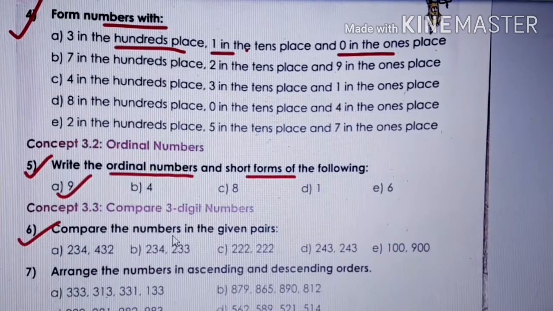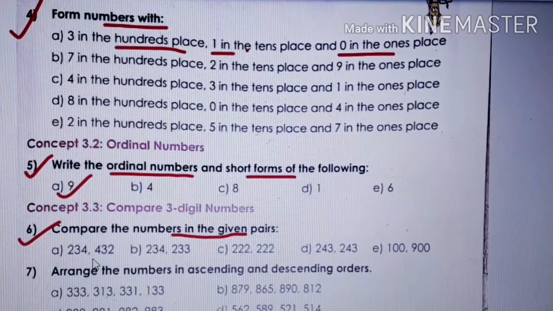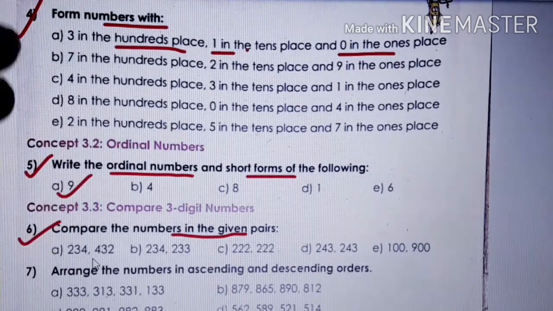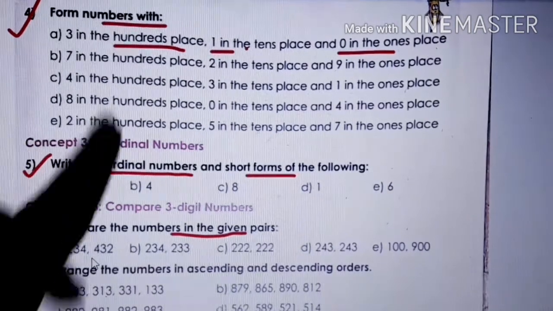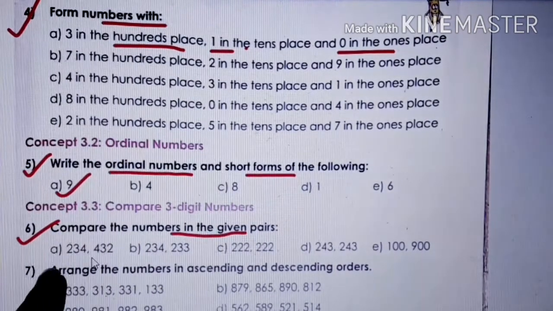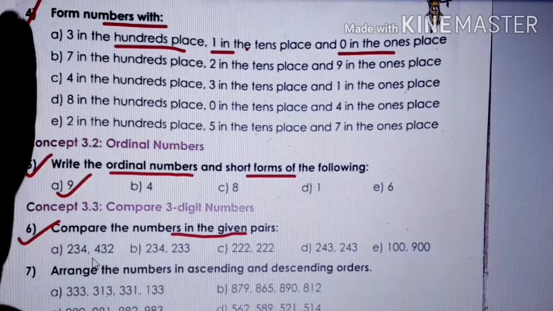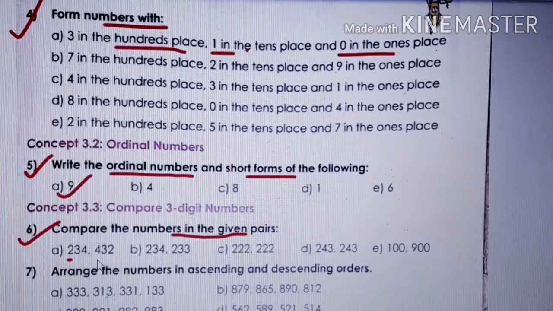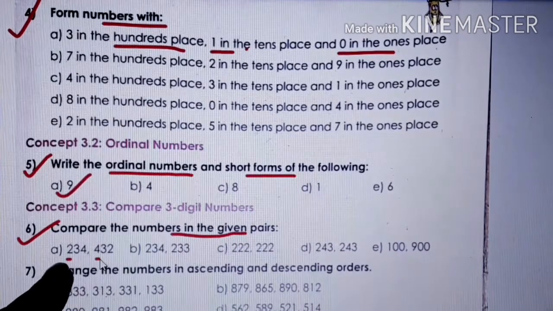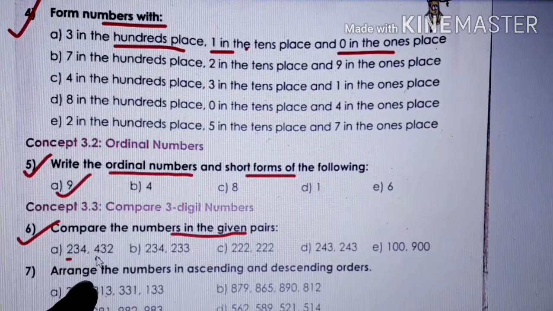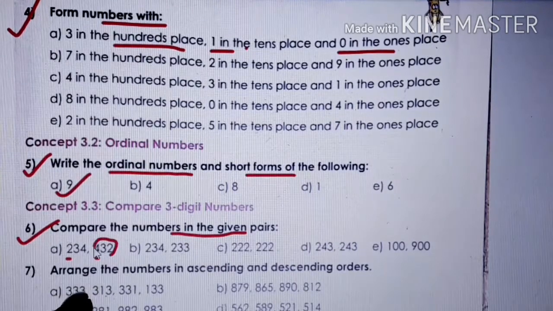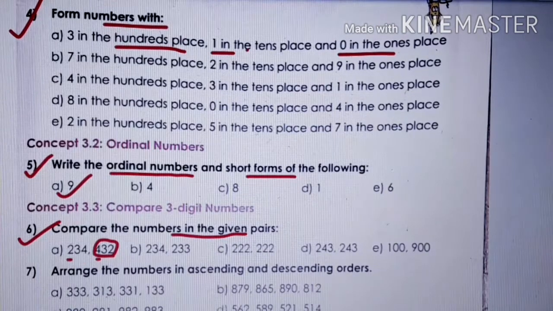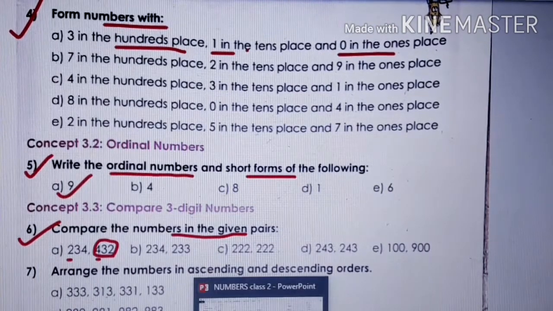Compare the numbers in the given pairs. So children, you know how to compare the numbers, isn't it? For comparing the numbers, what rules we follow, children? First, we see the number of digits. These both are 3-digit numbers, isn't it? Then we compare the hundreds place. Which is the greater one, 2 or 4? 4, isn't it? It means that 432 is greater than 234, isn't it? This is how we compare the numbers.